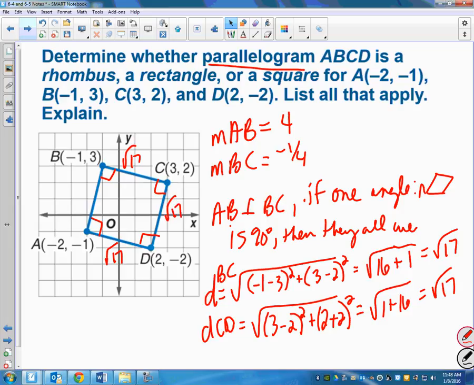Or you could just say that we have the theorem that says if 2 consecutive sides are the same, then you know it's a rhombus, right? But because it's a rhombus with 4 right angles, is it all of these? It's a rhombus, it's a rectangle, and it's a square? Yeah, it fits all the requirements, because if it's a square, it's also a rhombus and a rectangle.